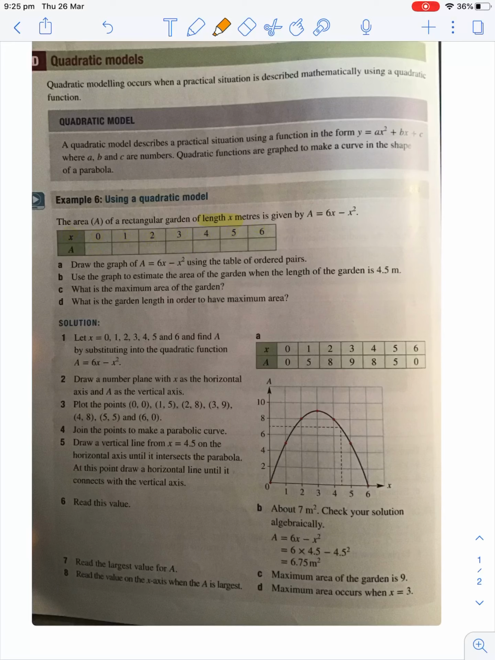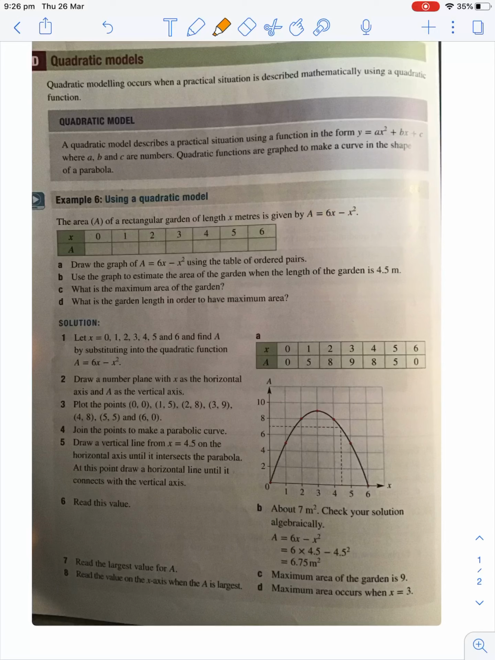So question A is to draw a graph of this quadratic function. We know this is a quadratic because the highest power of x is 2, so this x squared gives it away. We can also see that this is a negative x squared, so I immediately think to myself it's going to be a negative quadratic, a sad face. So let's draw the graph of this function.